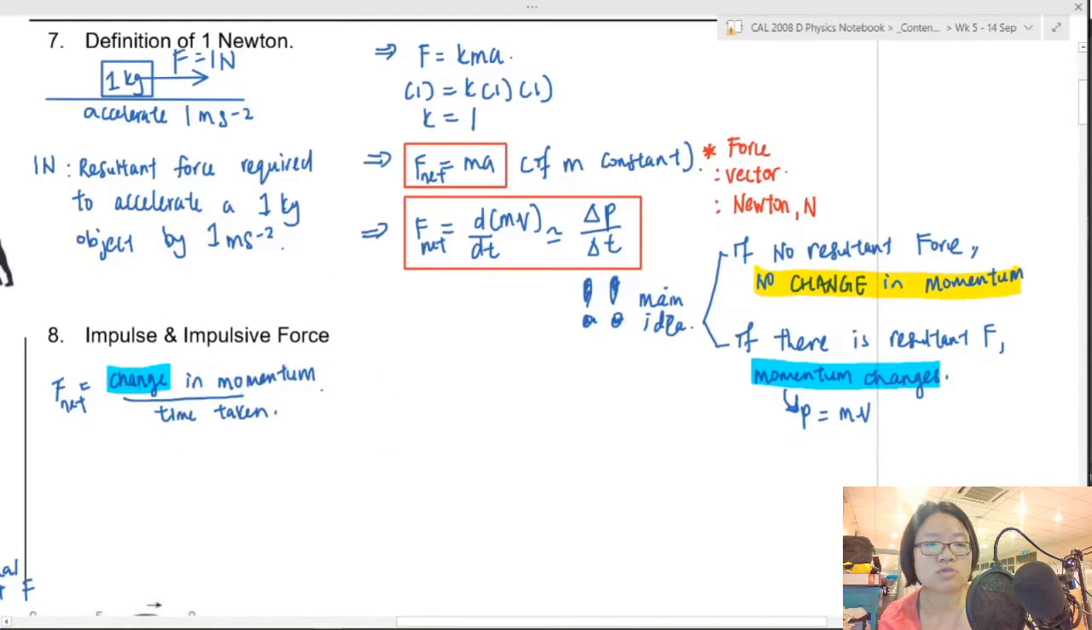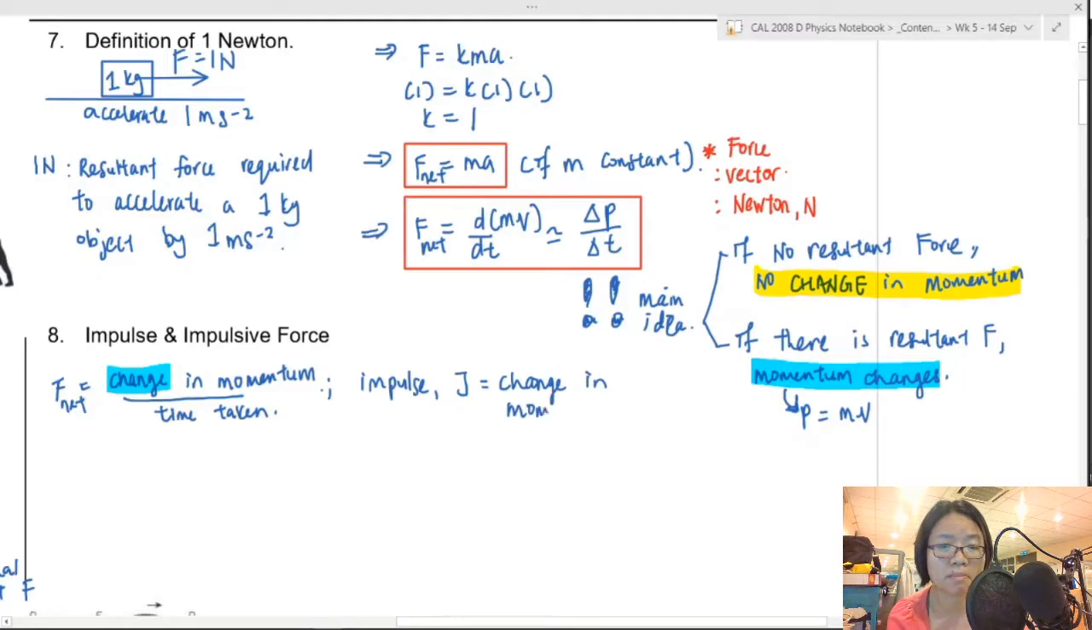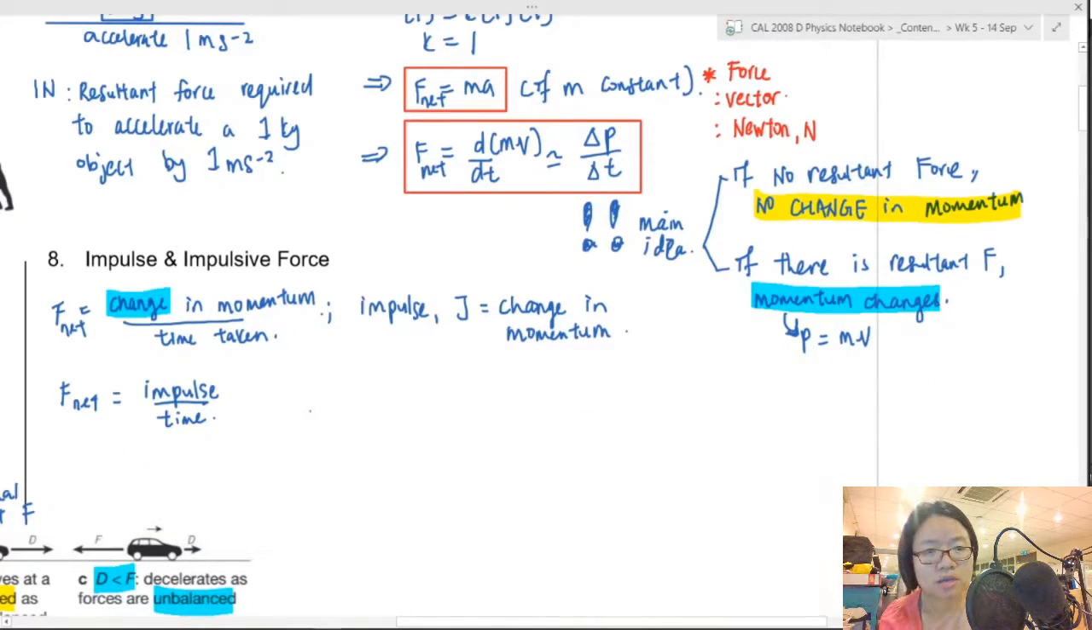So if I'm going to just write the F net is equal to change in momentum over time taken, I'm just going to redefine impulse as the change in momentum. So sometimes they ask you to find impulse, which is okay. Alright, so from here, net force can be written as impulse over time. Okay, and I guess impulse now can be written as F times t. Hence, you get your Newton second. Okay, so is this important? I think it's all the same equation. Everything in this page is just one equation.